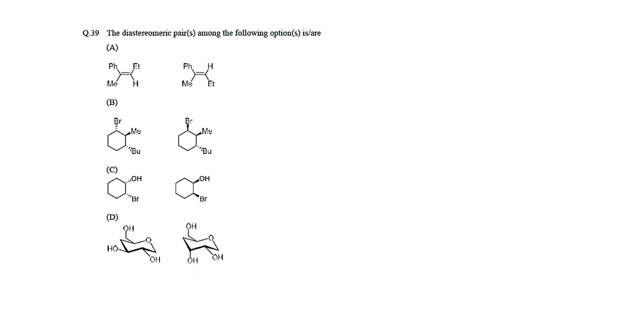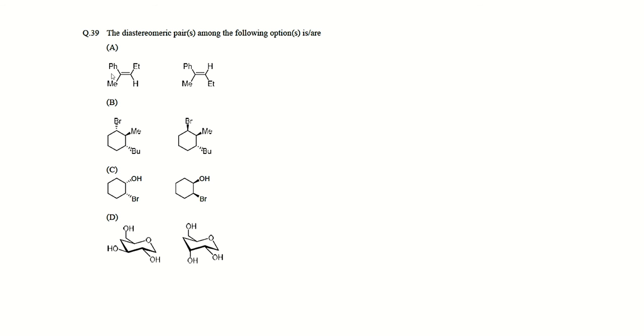Which of the following options are diastereomeric pairs? Diastereomers are stereoisomers that are not mirror images of one another and are non-superimposable on one another. Stereoisomers with two or more stereocenters can be diastereomers, where the stereochemistry changes at one carbon atom only.